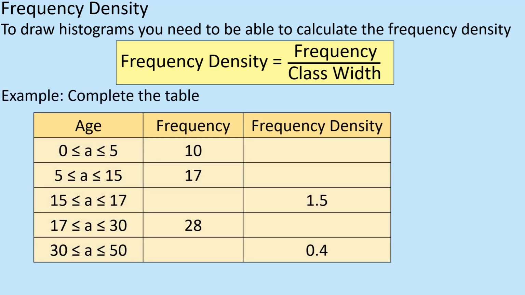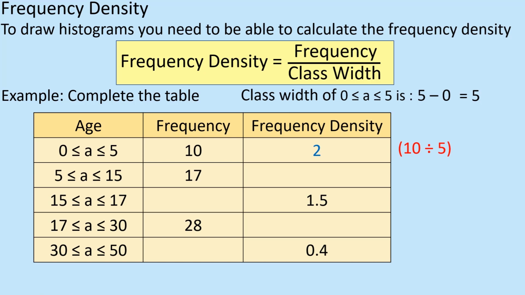So you might be asked to complete a table. All right, so keeping that in mind, we're trying to figure out how we work out the frequency density. So I'm looking at this first question here. What is the frequency here, and then what is the class width? Well, the class width here is 5. So I'm going to do 10 divided by 5, and that's going to give me my frequency density. Okay, so I'll write that down over here. 10 divided by 5 is going to give me 2. All right, so that's my frequency density.